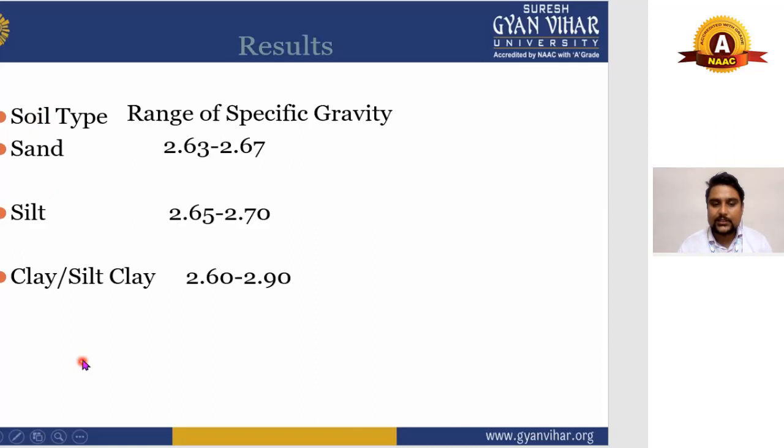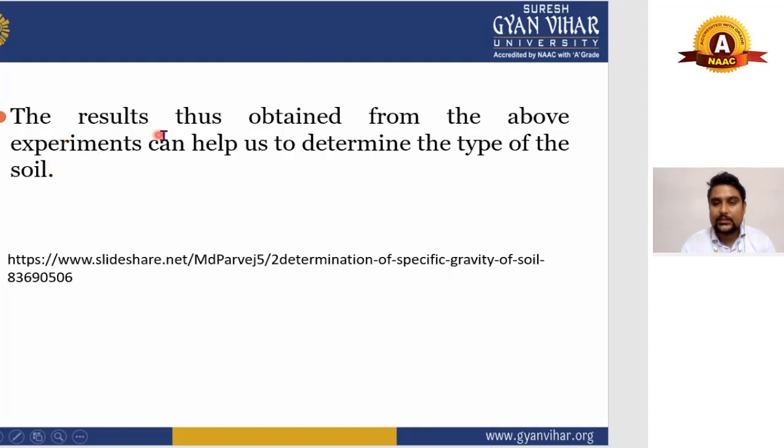There are also results given for how you will find the range for these soils. Like if it is sand, you will get the specific gravity 2.63 to 2.67. If it is silt, you will get 2.65 to 2.70. If it is clay or silty clay, you will get it from 2.60 to 2.90. And the result thus obtained from the above experiment can help us to determine the type of soil.